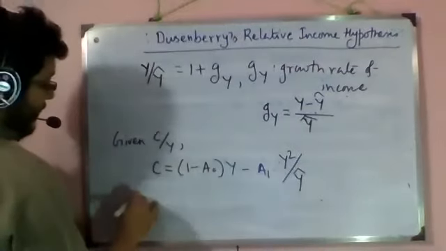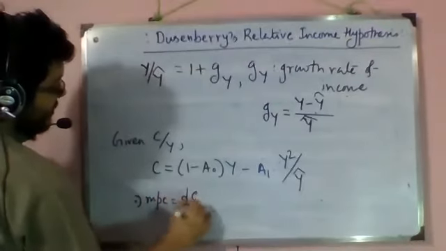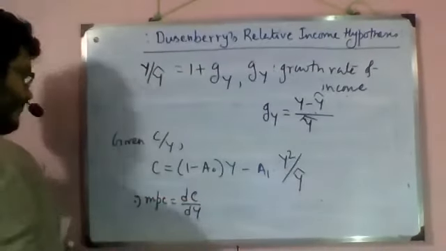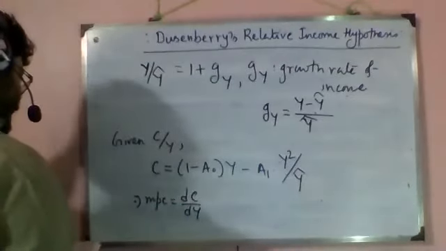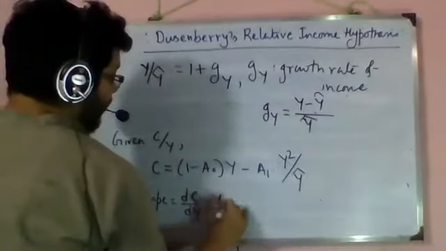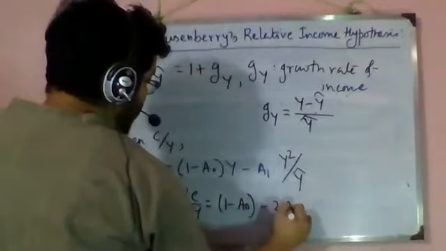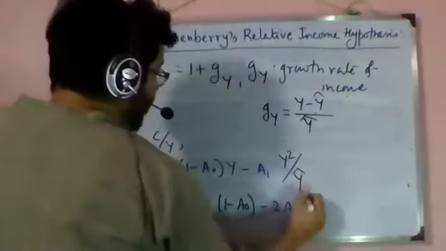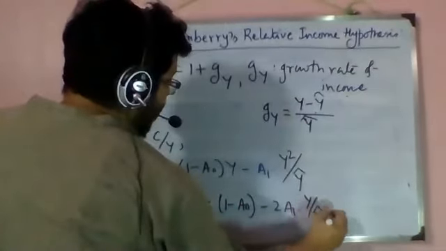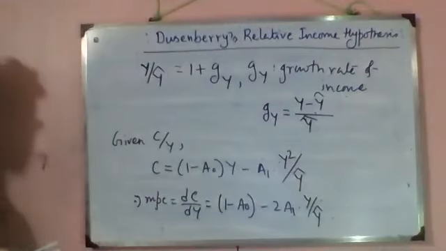Okay, and this implies that MPC, that is dC/dY, is this: 1 minus A naught minus 2A1 into Y by Y hat. So this is a result obtained through simple differentiation.